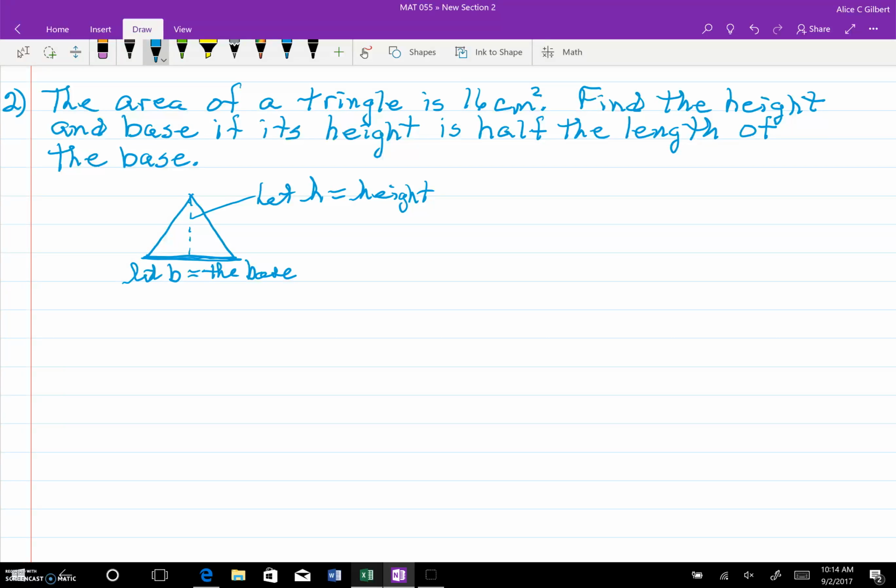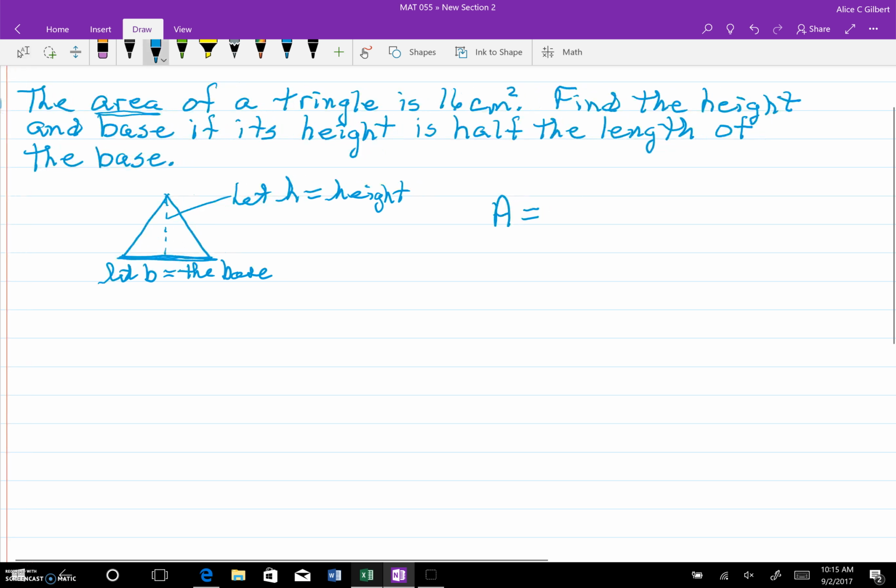Okay? Now the other thing I'm going to need to know here, because it is telling me the area of the triangle, means I'm going to need the formula for area of a triangle. So stop this for just a minute, see if you can come up with the formula for it, and then come back and see how you did. Okay, so area of a triangle is 1/2 base times height.